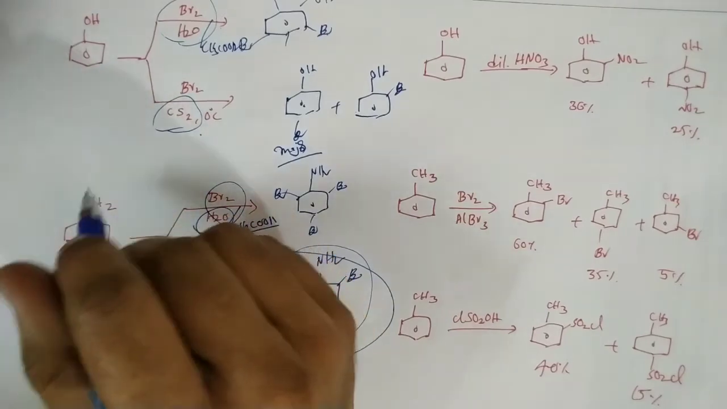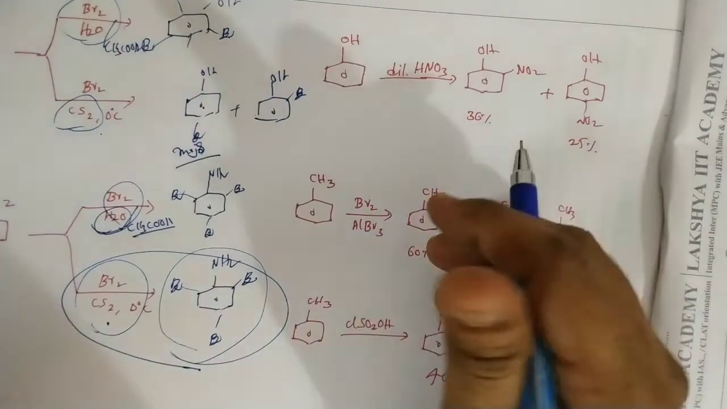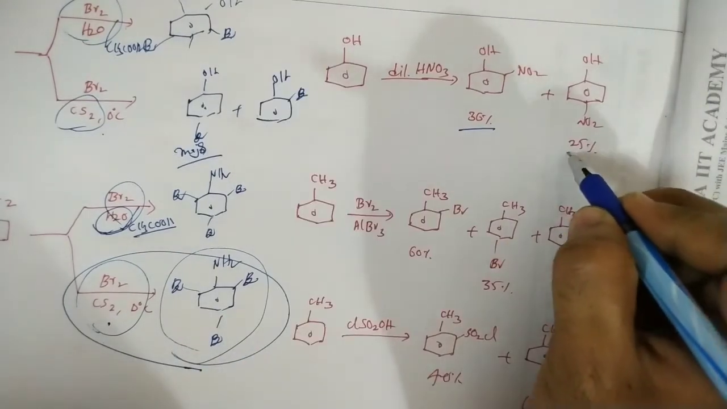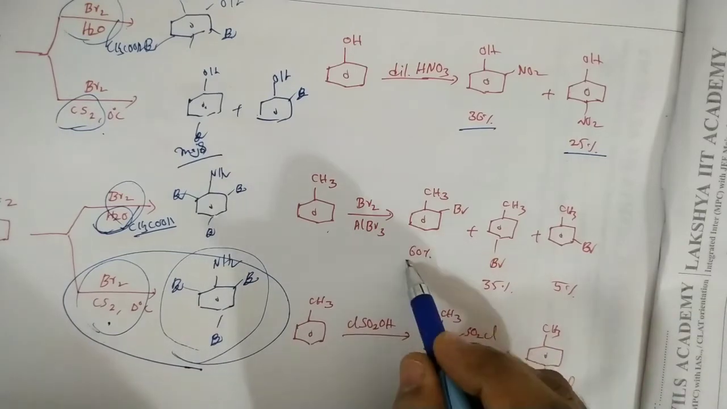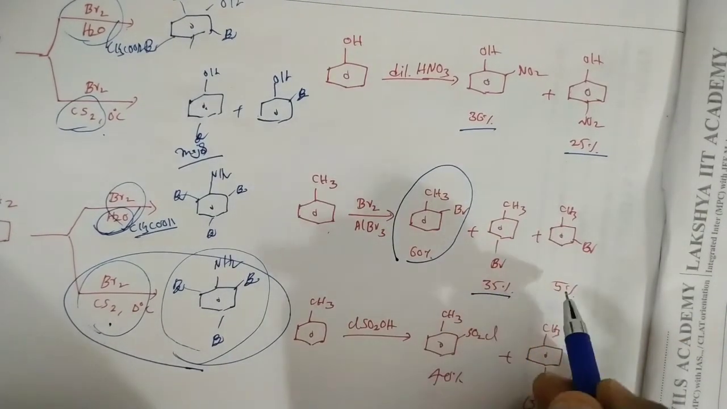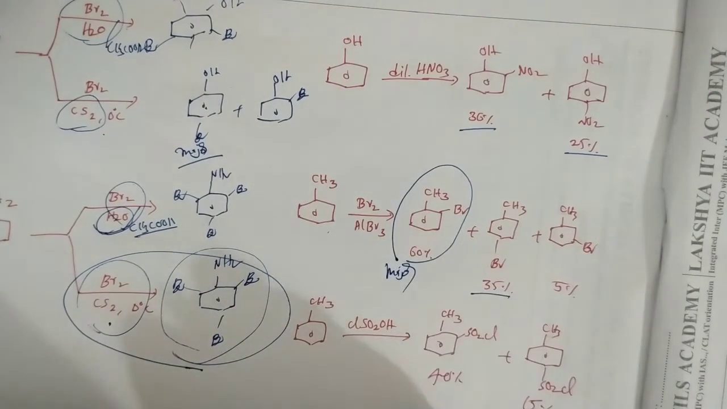Okay, that's it. So next, phenol on reaction with dilute HNO3, nitration takes place: ortho-nitrophenol 36% and para-nitrophenol 25%. Now here, toluene on bromination will give 60% of the ortho product, 35% of the para product and 5% of the meta product. So here ortho-bromotoluene is the major product.